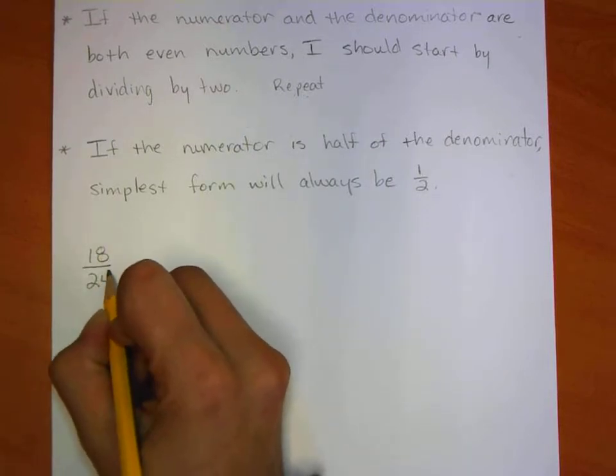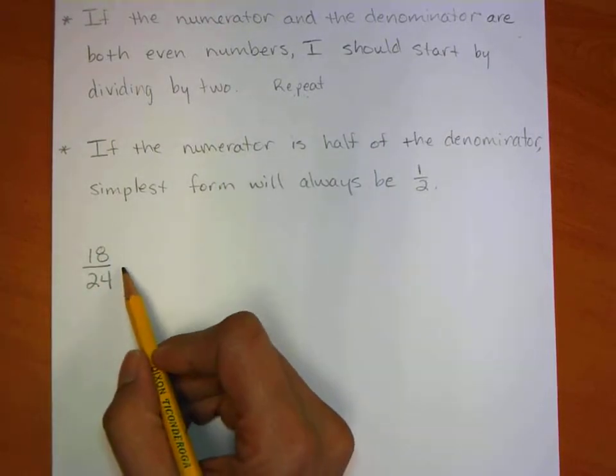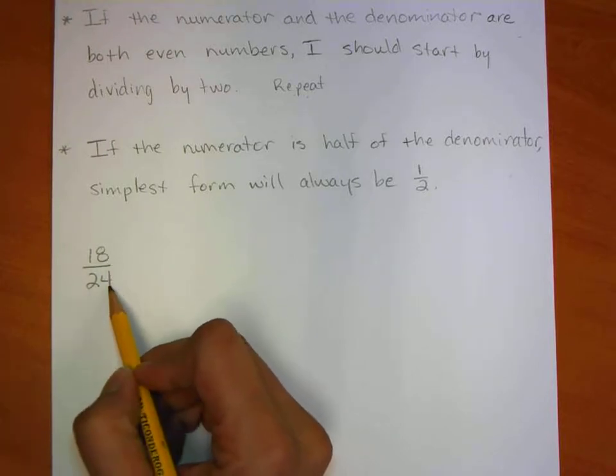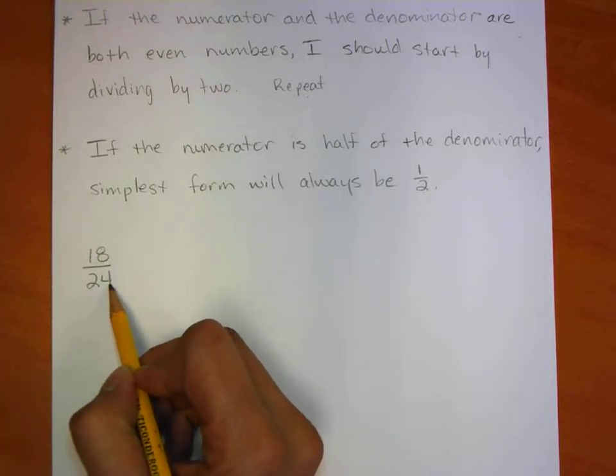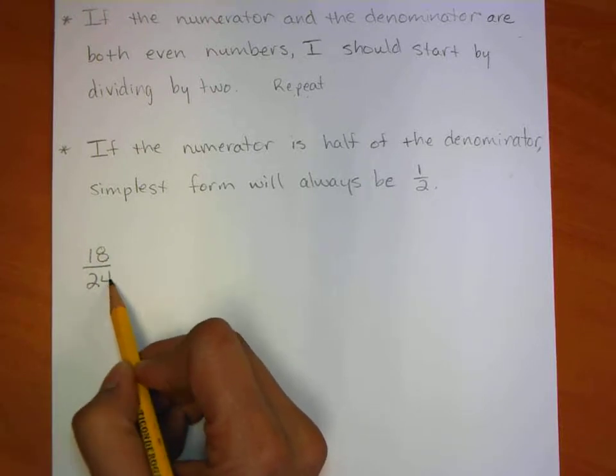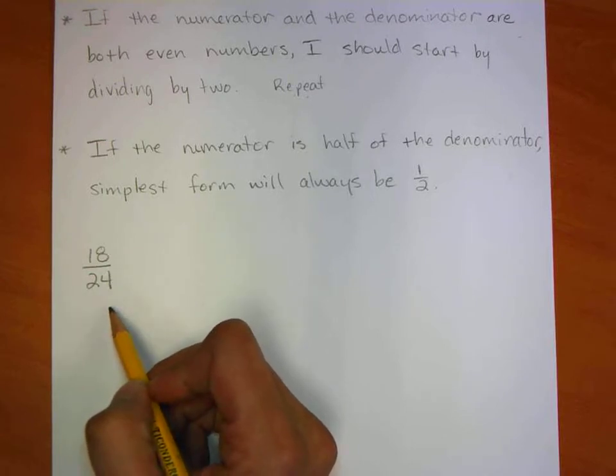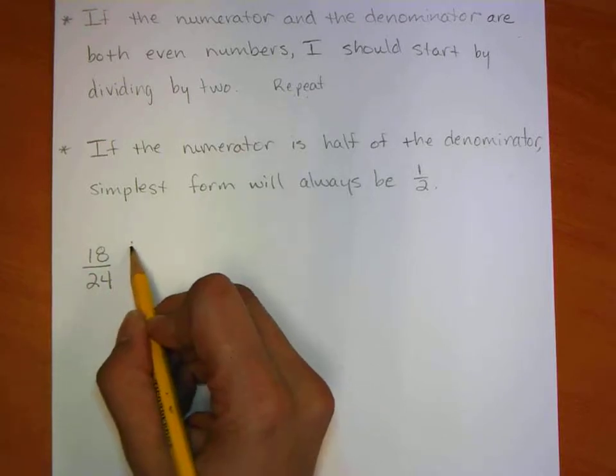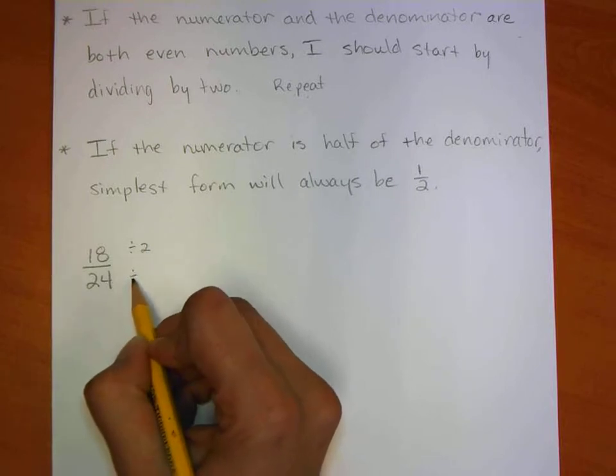18 over 24. I'm going to follow the first rule because I see an 8 and a 4 in the ones place, and the ones place is the only place value I have to look at to determine if it's an even number. So both these numbers are even because they end in a 0, 2, 4, 6, or 8. So I'm going to divide the top and the bottom by 2.